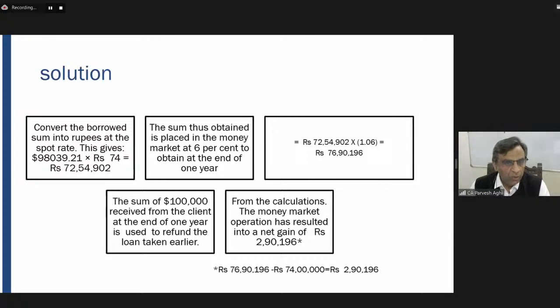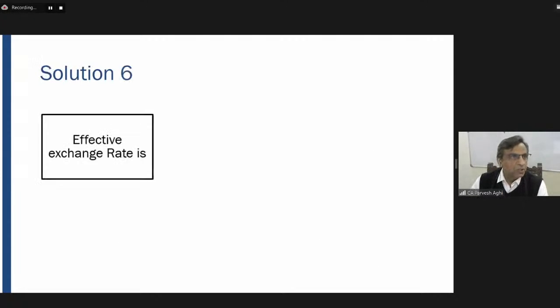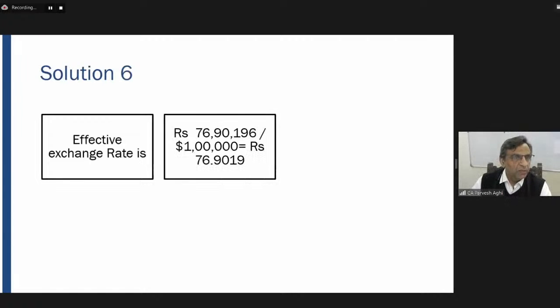2,90,196. How? Because the spot rate was 74 rupees, so he would have got 74 lakh rupees if the spot rate had remained the same after 1 year. But he is now getting 76 lakh 90,196. His money has grown to that, so he's making a gain of 2,90,000. So the effective exchange rate is 76 lakh 90,000 divided by 1 lakh.